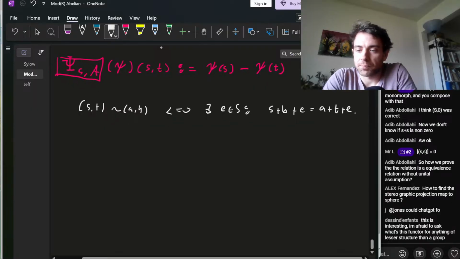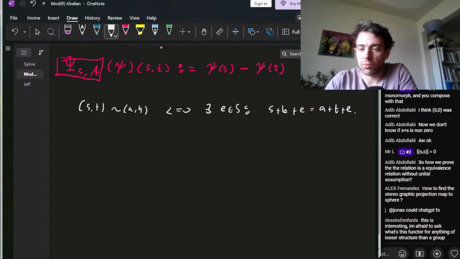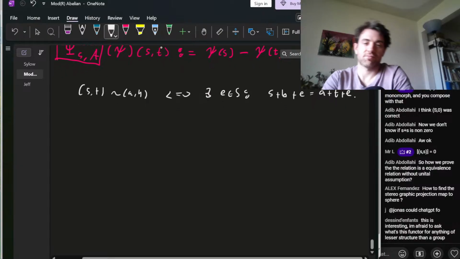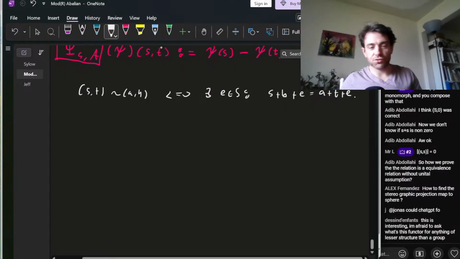How do we find the stereographic projection map to the sphere? So maybe we could talk about that in a second. Let me just say something about this equivalence relation. You're afraid to ask what's the functor for anything of lesser structure than a group? Well, you shouldn't be. This is a good exercise for you, Dason.